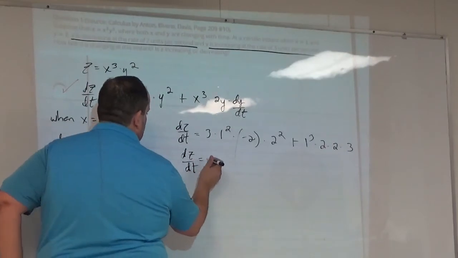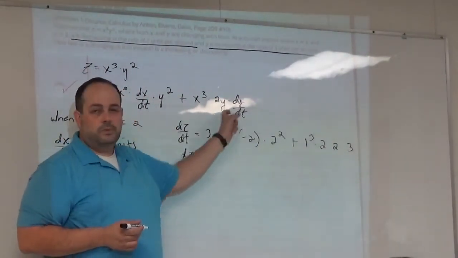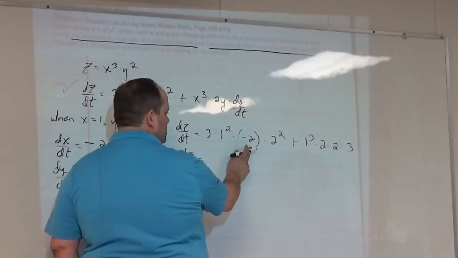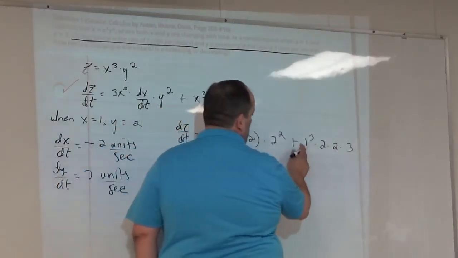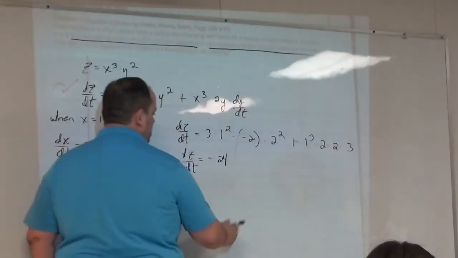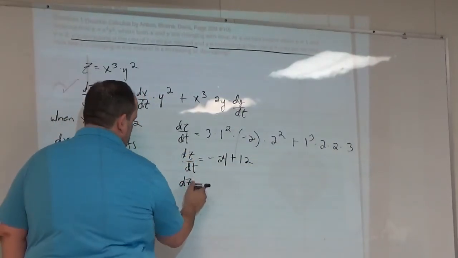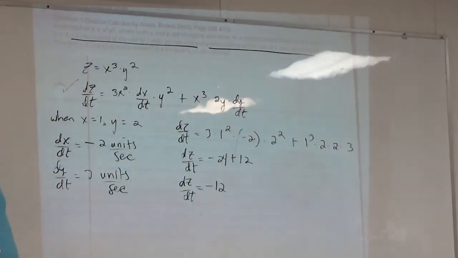So what are we getting for dz dt? 3 times 1 squared times negative 2, and we're up to negative 6, times 2 squared is what, negative 24. 1 cubed times 2 times 2 times 3. It's going to be 12. So dz dt is negative 12.